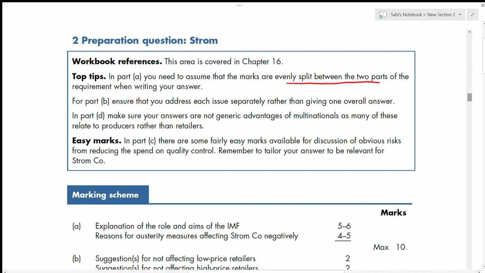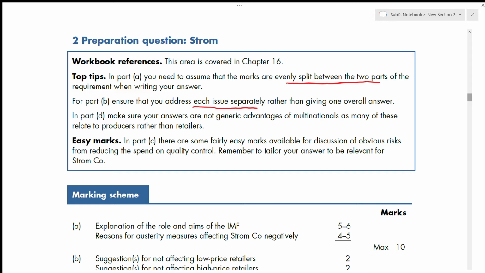And for B, why it has not affected the high and the low, you need to ensure that it addresses each issue separately. High has to be separate, low price retailer should be discussed separately. You cannot put it in one, right? It should not be an overall answer. Don't try to merge them into one. It should be discussed separately. That's why 2 marks for each.